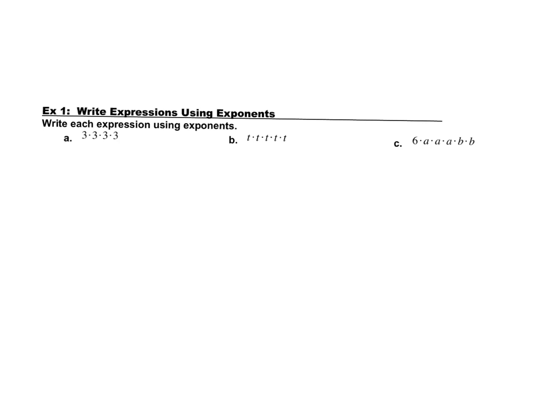All right, so example 1, write expressions using exponents. Let's start by writing 3 times 3 times 3 times 3 as an exponent. So I would have 3, my base, and because I have 4 3's, I'm going to have 3 to the 4th power. In letter B, I have t times t times t times t times t. And notice I have a total of 5 t's, so that's going to be written as t to the 5th power. And in our last one, we have 6 times a times a times a times b times b. So we have just one 6, I'm just going to write the 6. And because I have 3 a's, I will have a to the 3rd. And then because I have 2 b's, I have b squared.